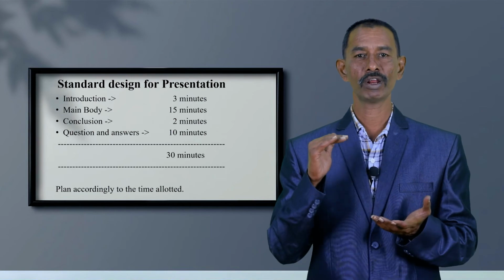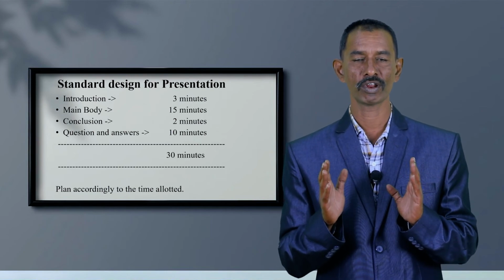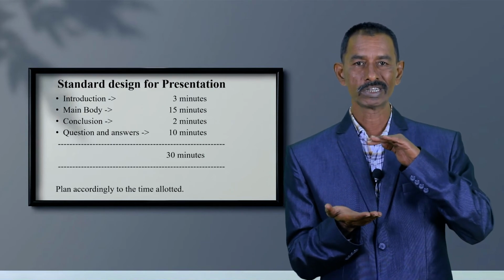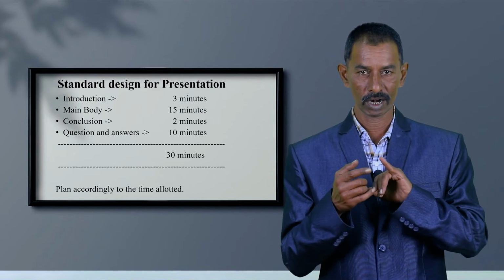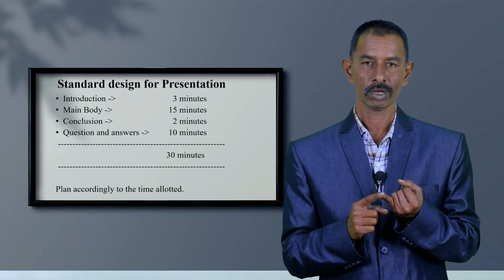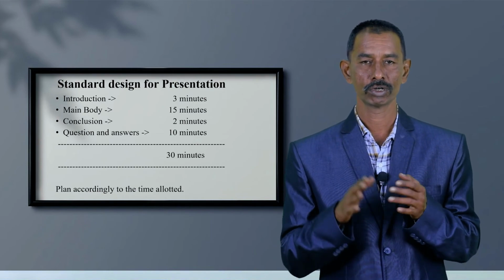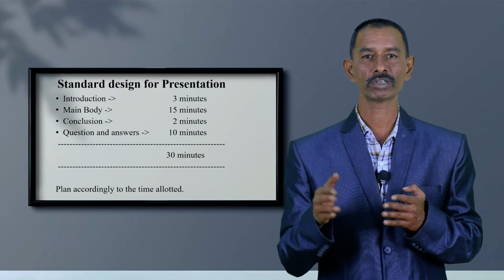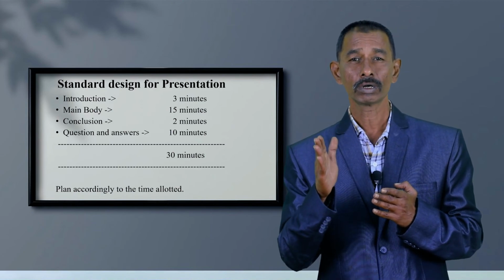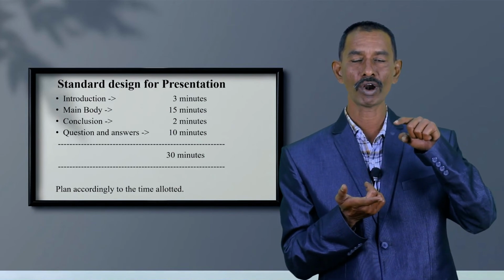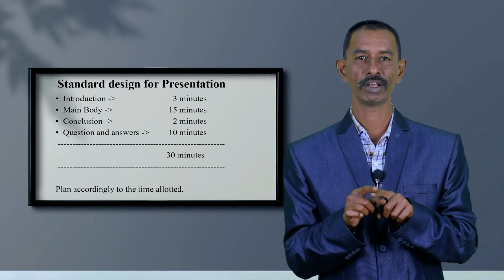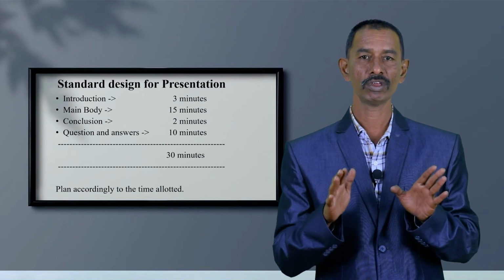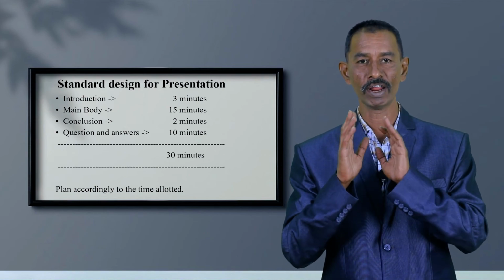If you have been allotted about 30 minutes for your entire presentation, how are you going to design it and set it right? Here are certain points. For your introduction, make it only 3 minutes. Don't exceed 3 minutes, so you don't waste your time. The main body of your presentation, the slides and your speech, should go up to 15 minutes.